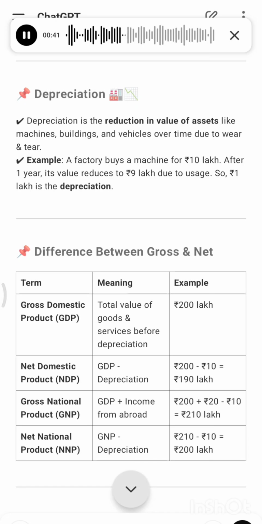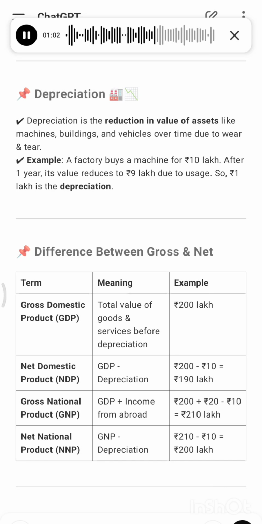Depreciation. Depreciation is the reduction in value of assets like machines, buildings, and vehicles over time due to wear and tear. Example, a factory buys a machine for 10 lakh. After 1 year, its value reduces to 9 lakh due to usage. So 1 lakh is the depreciation.